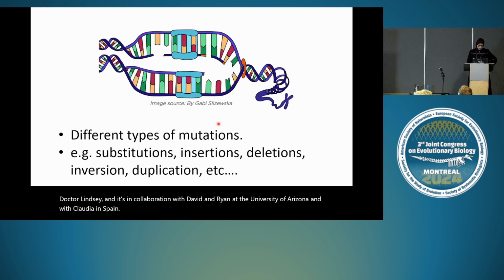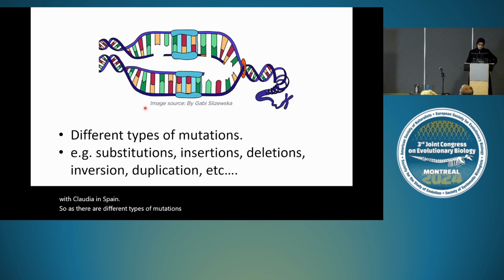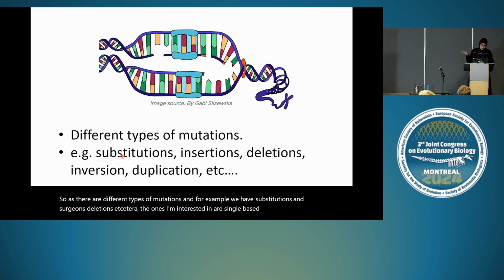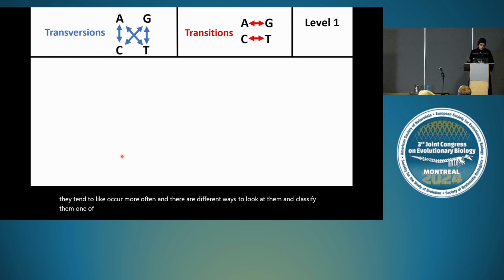So, as you know, there are different types of mutations, and for example, we have substitutions, insertions, deletions, etc. The ones I'm interested in are single base substitutions because they tend to occur more often. There are different ways to look at them and classify them. One of the ways is the simple transition transversion distinction. This way we will have two types of mutations, and then we can create a spectrum out of that for any mutational data set that we have.